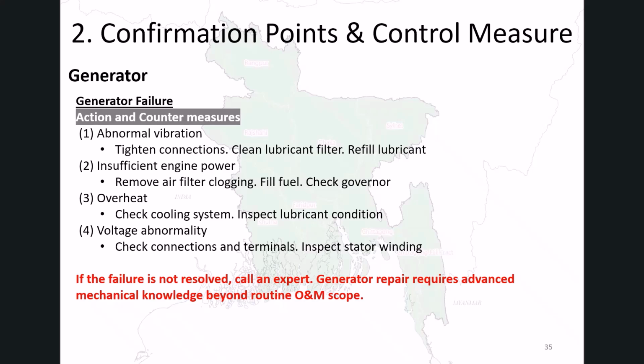Fourth, voltage abnormality. When abnormal voltage conditions such as overvoltage, undervoltage, or unstable voltage are detected, all electrical connections and terminals should be checked. In addition, the stator winding should be inspected for possible damage or burnout. Electrical abnormalities should never be ignored because they may lead to major generator failure.